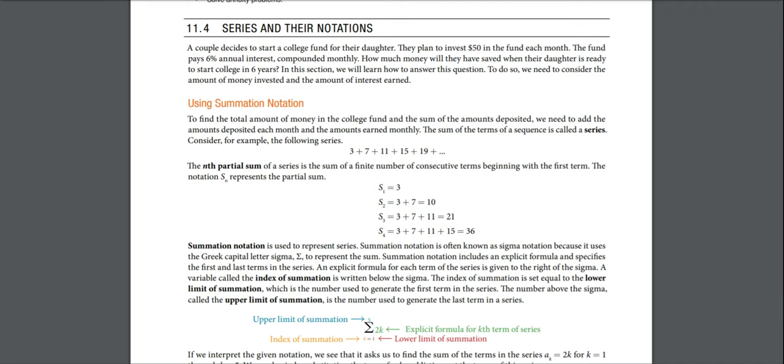Hi guys, so this is 11.4, series and their notation. So we're going to be talking about series. So series as opposed to sequences, right? Series are when you're adding them together. That's basically the difference between a sequence and a series. Series specifically is the sum of all of the terms, whereas a sequence is just, you just list out the terms with like a comma in between.